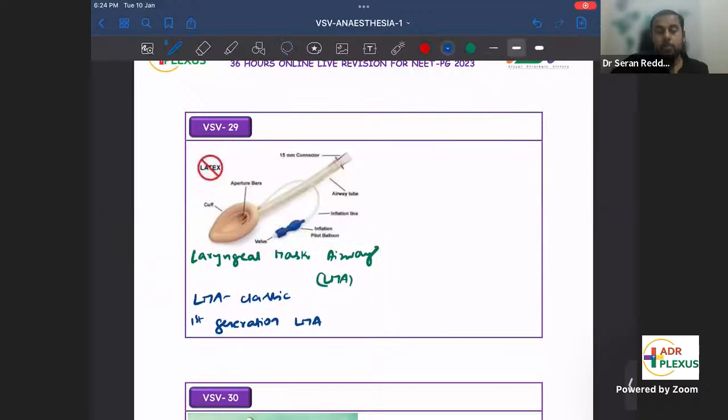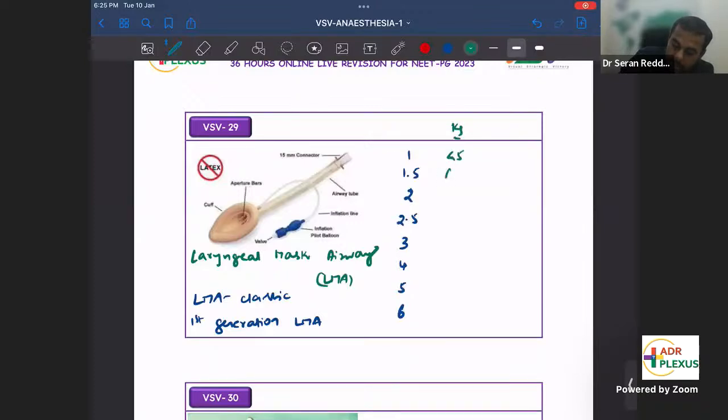And another important thing, if you want to remember the sizes in LMA Classic, the important points I want you to remember is what are the various sizes, and there are 8 sizes in this: 1, 1.5, 2, 2.5, 3, 4, 5, 6. Based on weight, you have to use.